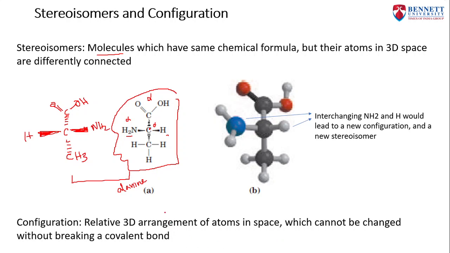Okay, so for this interchange to happen, you have to break the NH2 bond and move it to the hydrogen's place, and vice versa. This is opposed to conformation, where you can change the 3D arrangement without breaking a bond. Okay, so that is the major difference.